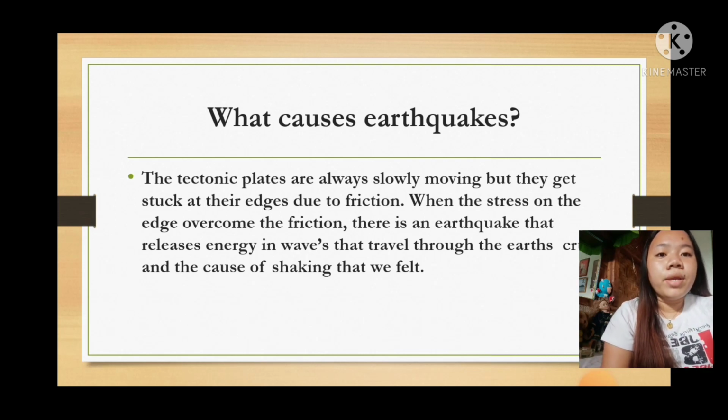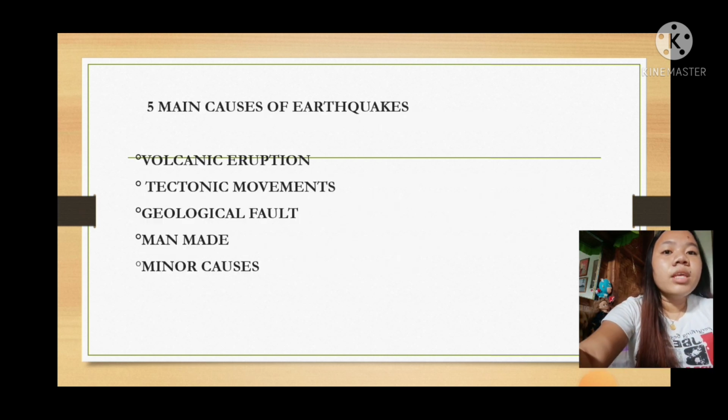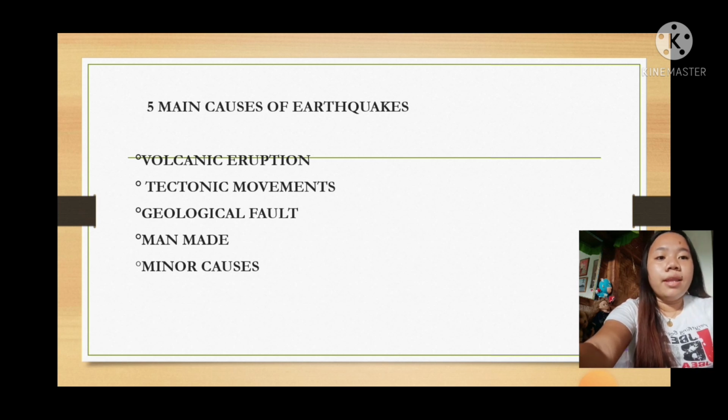The tectonic plates are always slowly moving but they get stuck at their edges due to friction. When the stress on the edge overcomes the friction, there is an earthquake that releases energy in waves that travel through the Earth's crust and cause the shaking that we feel. We have five main causes of earthquakes: volcanic eruption, tectonic movements, geological fault, man-made, and minor causes.